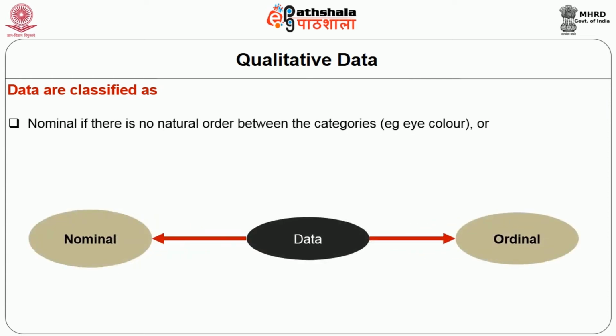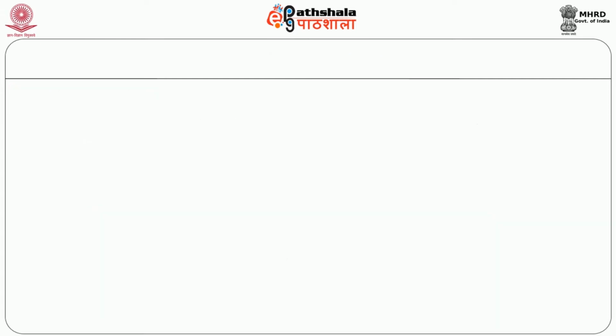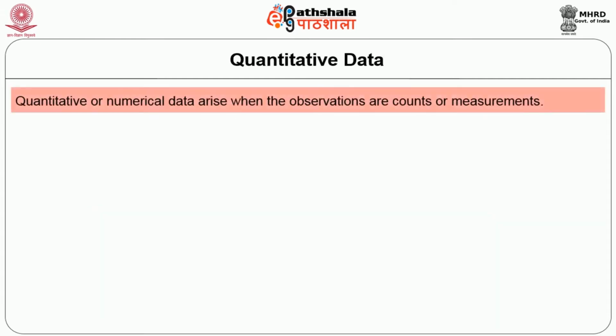Data are classified as nominal if there is no natural order between the categories, for example, color of the eyes, or ordinal if an ordering exists, for example, the results of an examination or the socio-economic status.